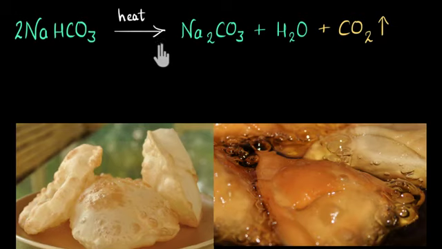Baking soda on heating will decompose to give sodium carbonate, Na2CO3, water, and carbon dioxide gas is released. And now this gas gets trapped inside. And that's why our bhatura looks very puffed. See over here, samosa also looks very puffed, right?